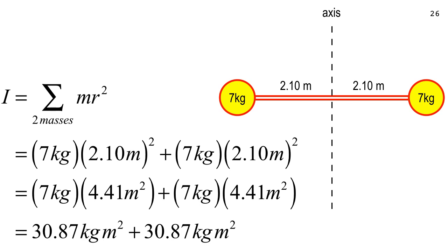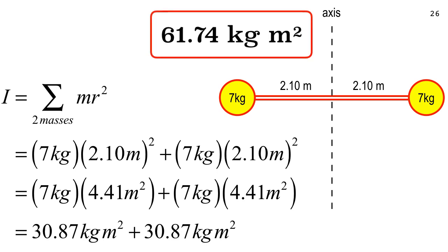Okay, good. That's good because 7 times 4 would be 28, so this is a little bit bigger than that because it's not 4, it's 4.41. And it ends in a 7, so that's good. So 30.87, and notice the units, kilogram meter squared. That's the units of moment of inertia. And now you just have to add them up: 61.74 kilogram meters squared. And that is the moment of inertia.